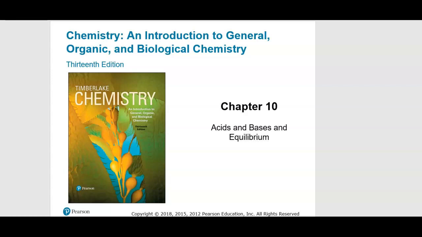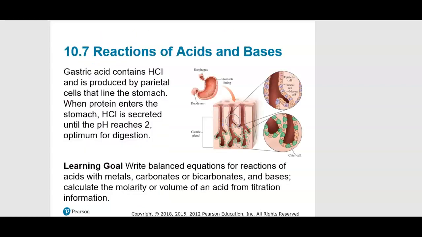Okay, here we go with section 10.7. This is about some reactions of acids and bases. The slides start off with an example of gastric acid being produced in the stomach. The point is that acid-base chemistry is very important in biochemistry.